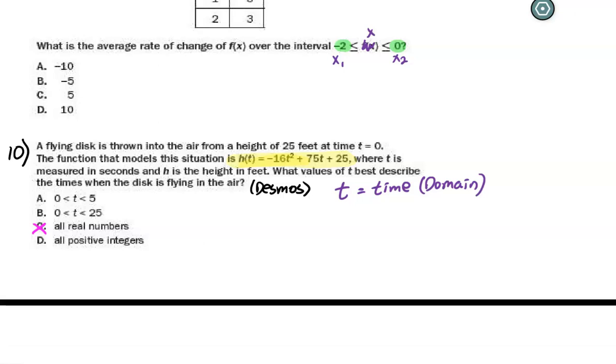When you say all real numbers, that's positive numbers and negative numbers, but we've talked about this a lot in class. You cannot have a negative time. We're not going backwards in time. So C is automatically incorrect. So now what you can do is just graph that on Desmos.